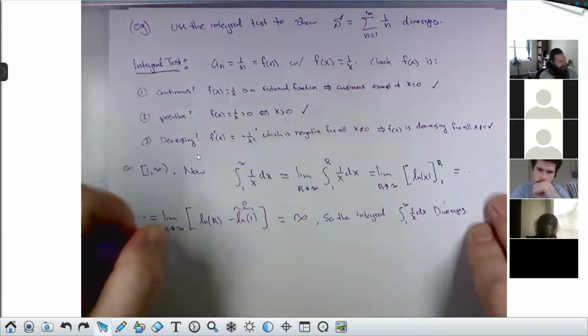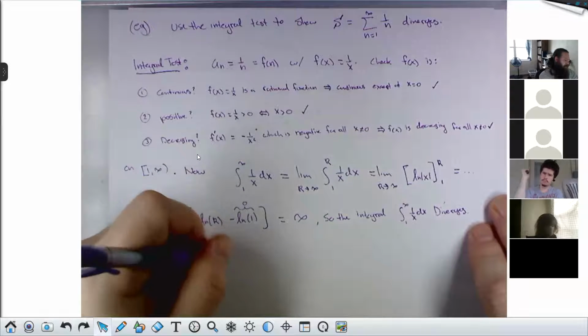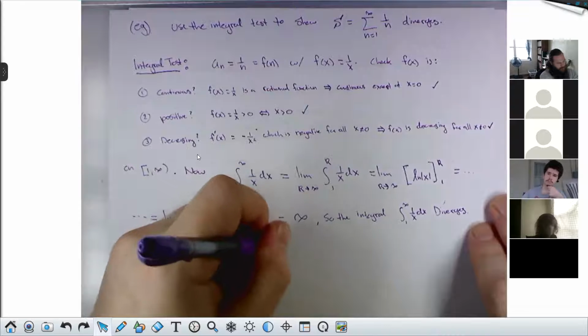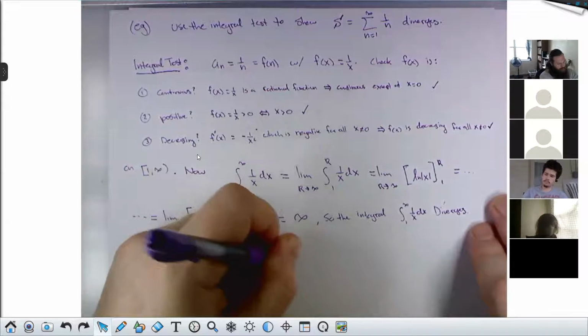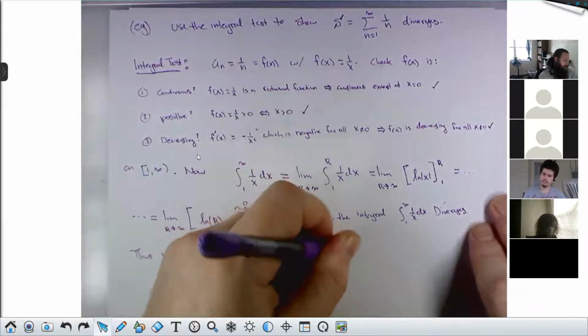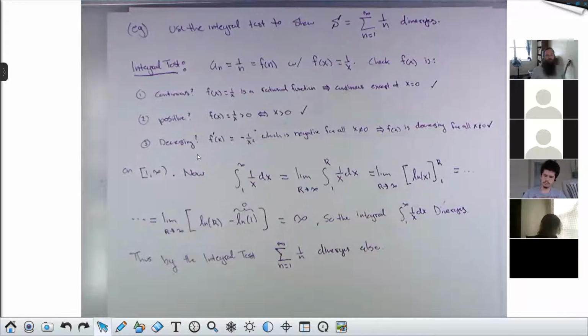Thus, by the integral test, the sum over n from 1 to infinity of 1 over n diverges also. And that's how these arguments usually look. So take a second, make sure your notes are nice and clear, and then let's see if we have any questions you'd like to ask about this process. Once we're comfy with this, I'll move on to more complicated examples.